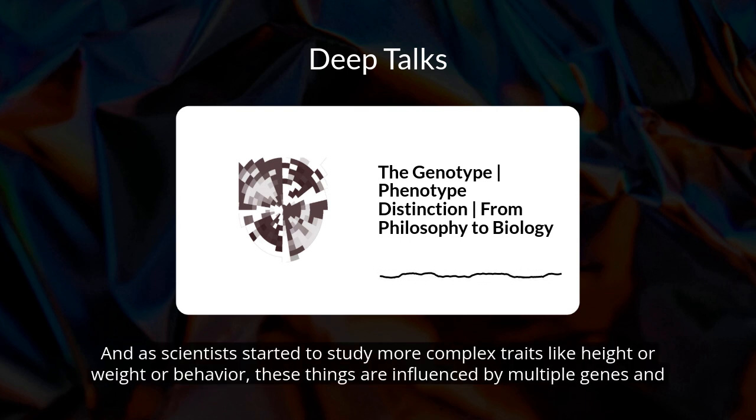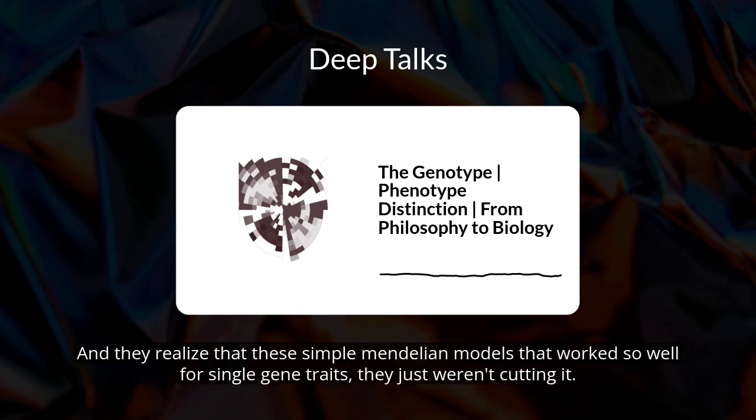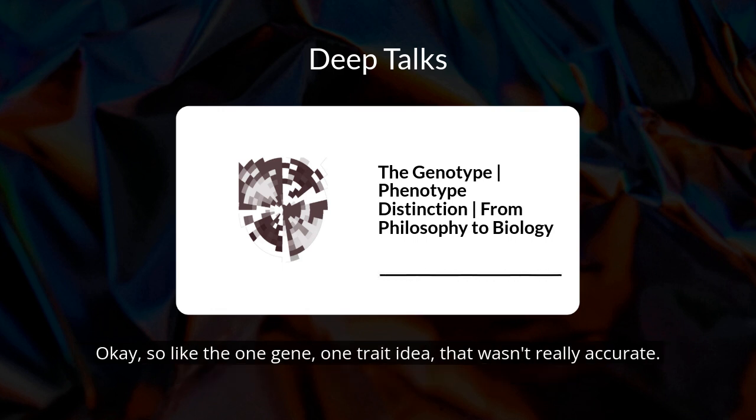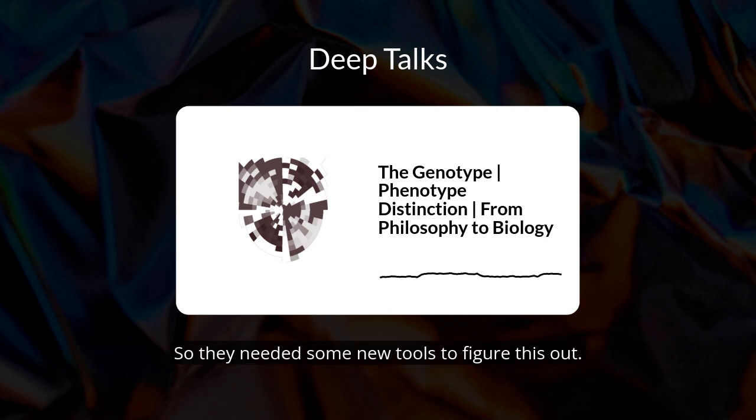And as scientists started to study more complex traits like height or weight or behavior, these things are influenced by multiple genes and lots of environmental factors. They realized that these simple Mendelian models that worked so well for single gene traits just weren't cutting it. So the one gene, one trait idea wasn't really accurate. No, it wasn't that simple. Most traits are influenced by lots of genes interacting with each other and with the environment. So they needed some new tools to figure this out.